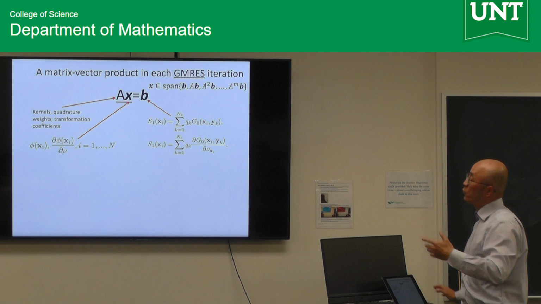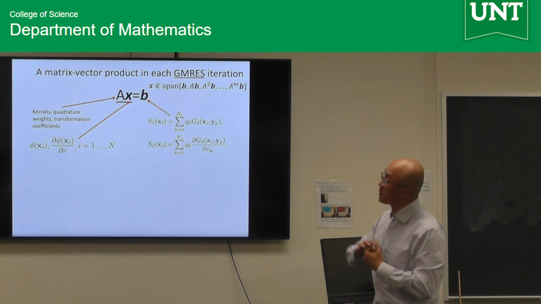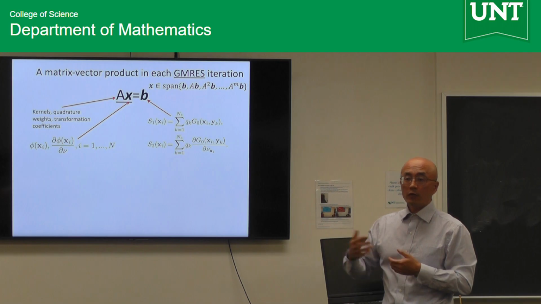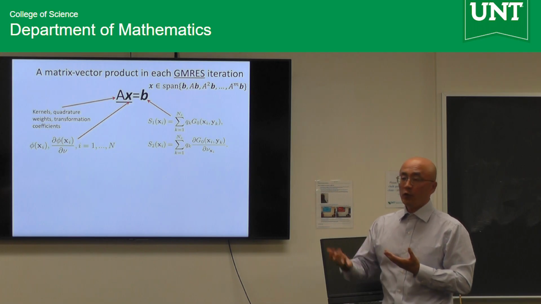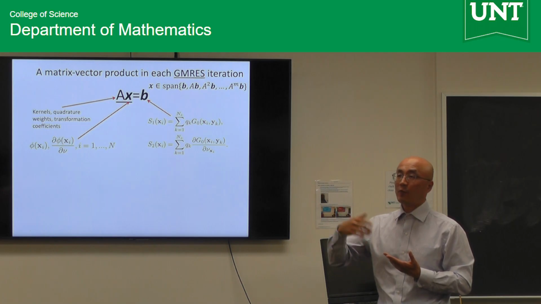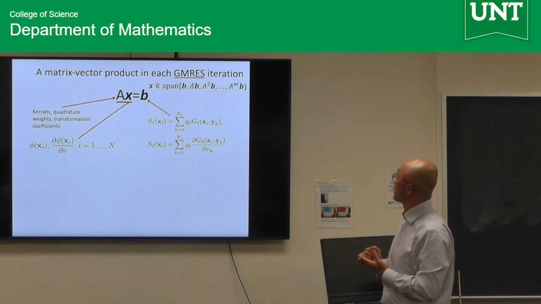And then when you use an iterative method, such as GMRES, to solve AX equals B, what do you need to do? What does the iterative method mean? You need to repeatedly calculate A times X, repeatedly updating X.